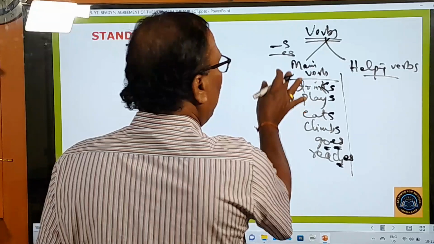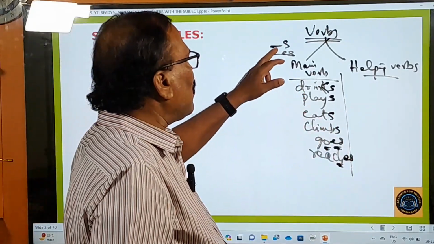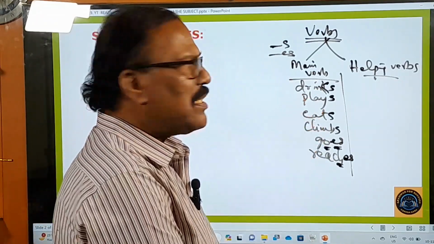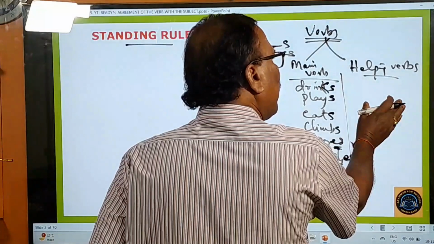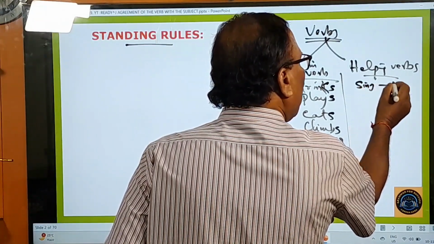In this way, all the main verbs are said to be in the plural number, but whenever you add s or es to them, they become singular. So keep this point in your mind. Similarly, there are so many helping verbs. Of these helping verbs, let us see only the singular and plural helping verbs.